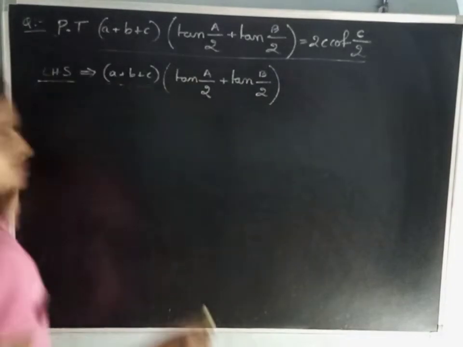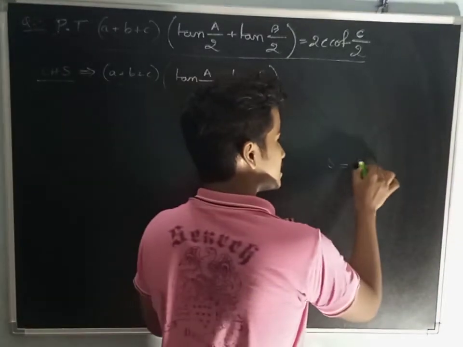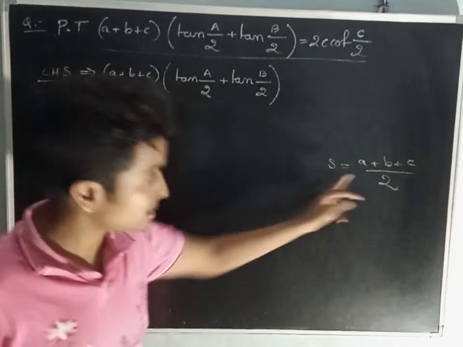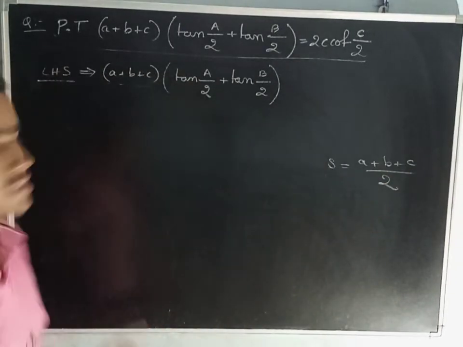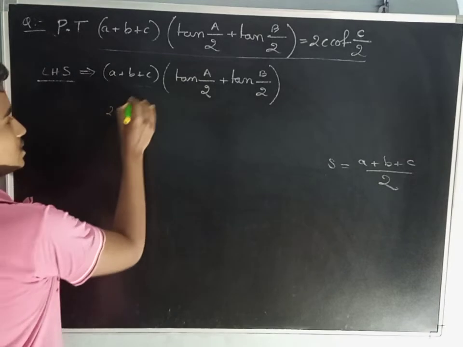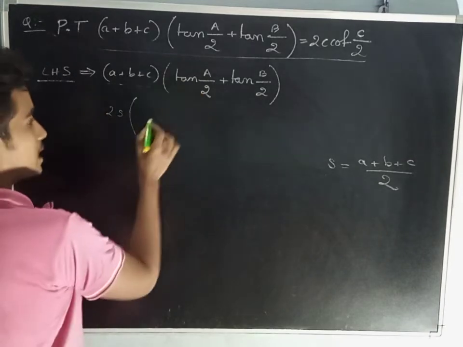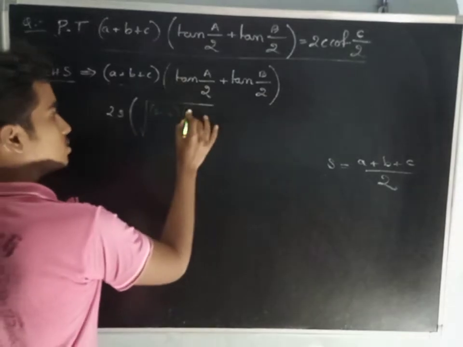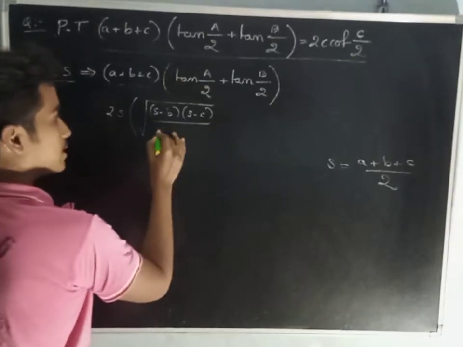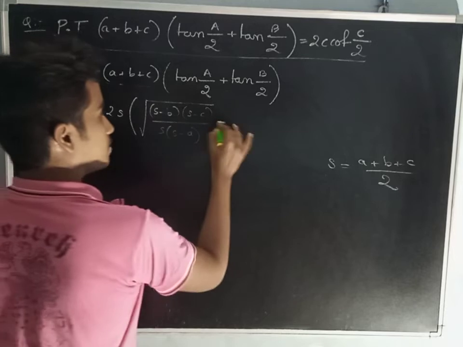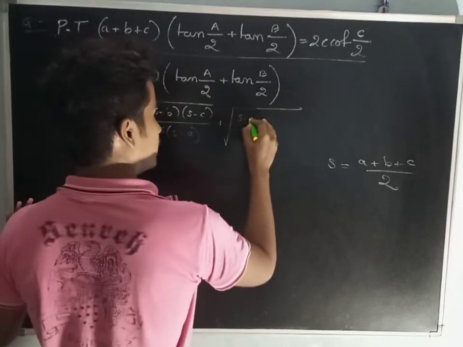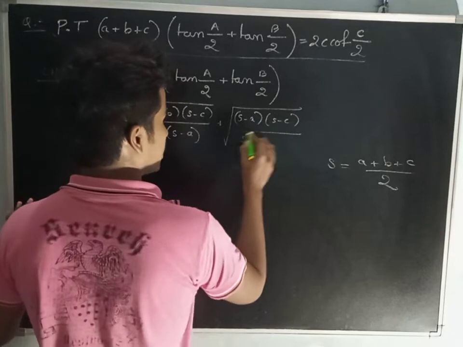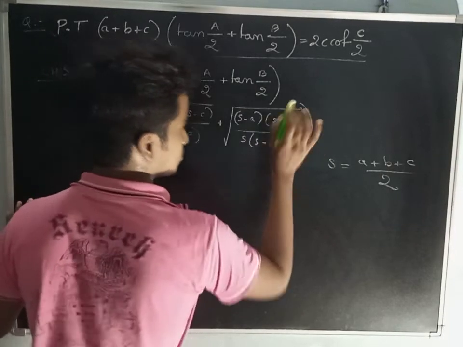a + b + c. We know that the semi-perimeter is nothing but (a + b + c)/2. It means a + b + c can be written as 2s. So 2s into tan A/2, which is root of (s - b)(s - c) by s(s - a), plus root of (s - a)(s - c) by s(s - b).